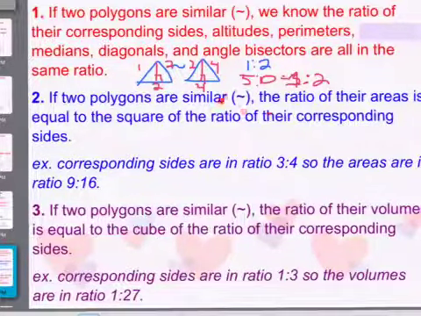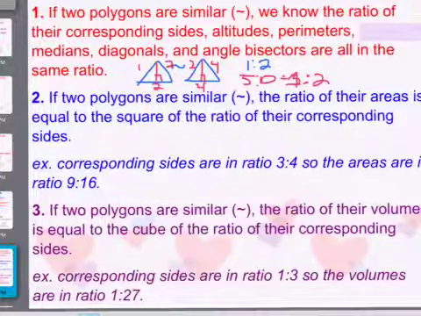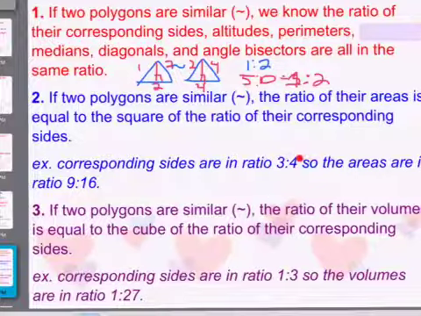If two polygons are similar, the ratio of their areas is equal to the square of the ratio of their corresponding sides. So if the corresponding sides are in the ratio of 3 to 4, you square each of those, so the areas are in the ratio of 9 to 16.